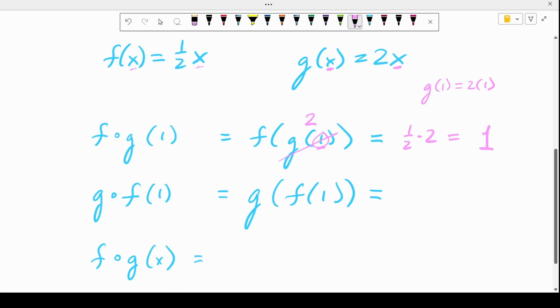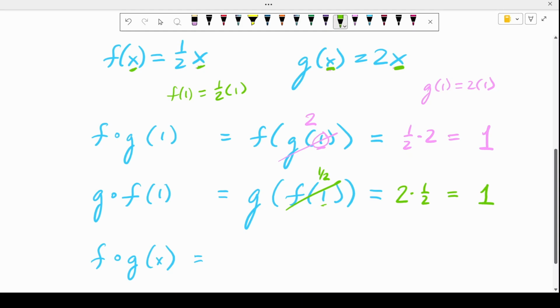Okay, now I'm going to try it with g of f of 1. f of 1 means everywhere I see an x in my f function, I put a 1. So I'm going to have f of 1 is 1/2 times 1. That's a half. So this becomes a half. g of a half, well, I see my x here. So everywhere I see an x in g, I put 1/2. So I'm going to have 2 times a half. 2 times a half, what do I get? 1.